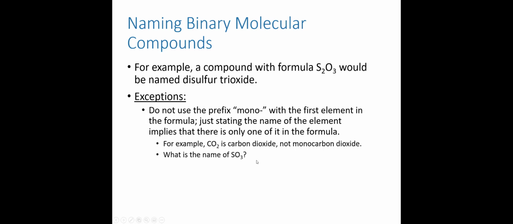So then what is the name of this compound? Well, there's 1 sulfur, and since it's the first element, it's just sulfur. And then 3 oxygens would be trioxide. So the name is sulfur trioxide.